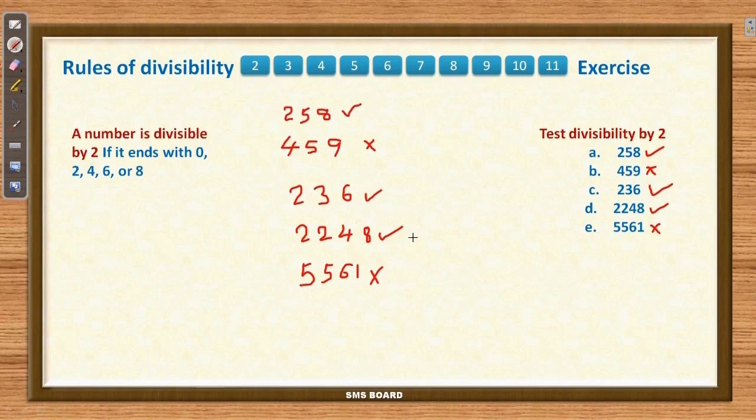This is the divisibility test by 2. So I think you have understood this exercise. Now we will go to the divisibility test by 3.